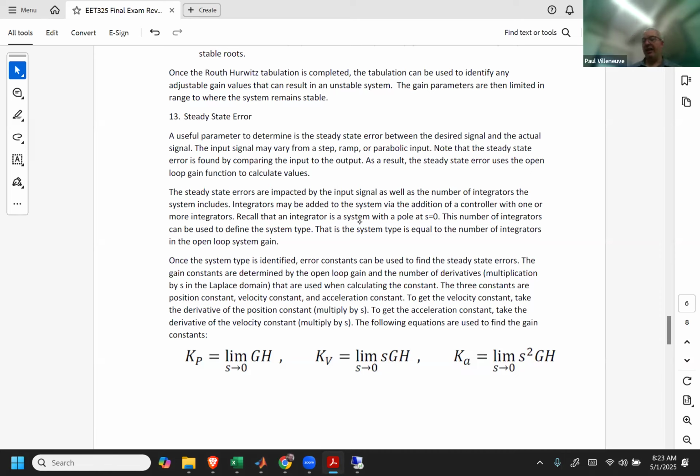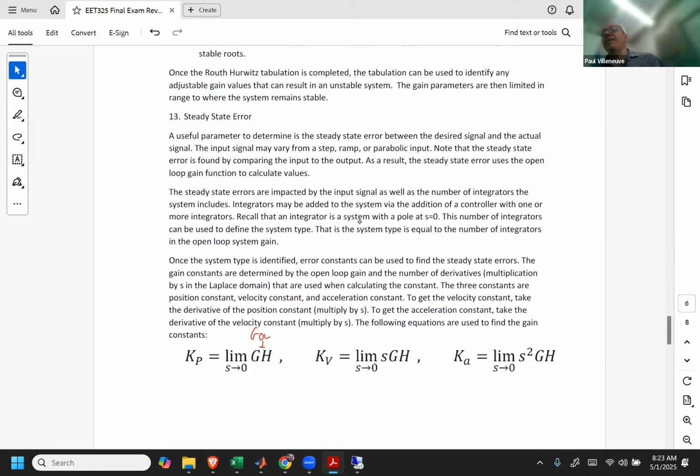And so when we calculated steady state error, we normally did it with our value of H being equal to 1. And so we just use, sorry, I keep clearing my throat. I still am dealing with a cold. I apologize. That's the open loop gain, G times H. So we just define the limit as S approaches 0 of G times H as our position constant.